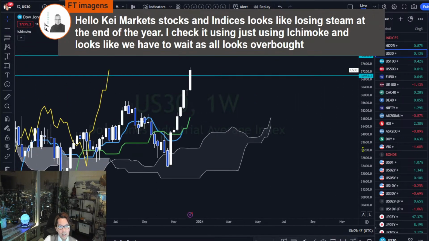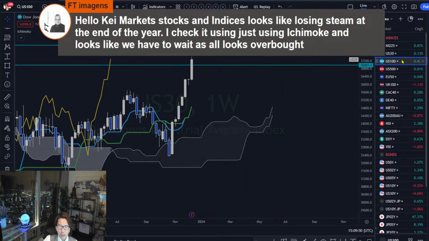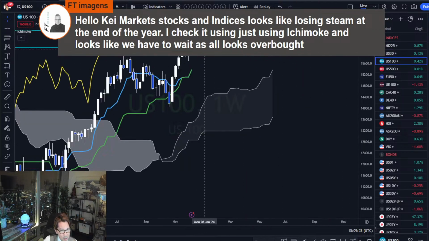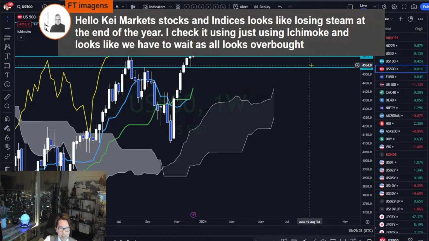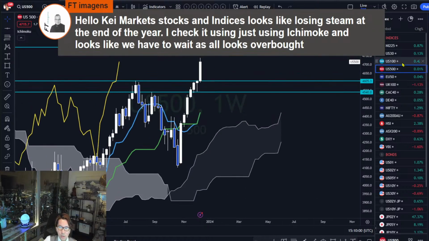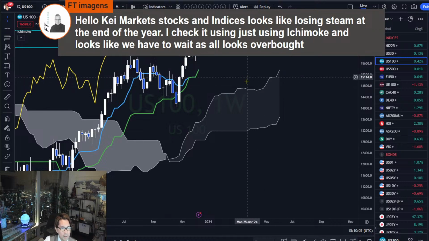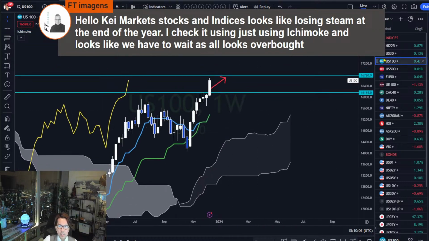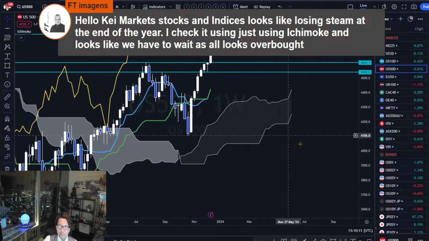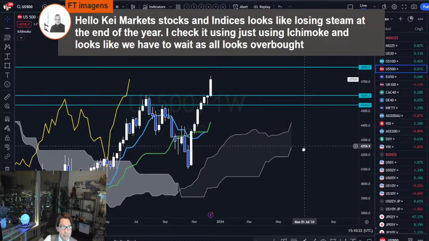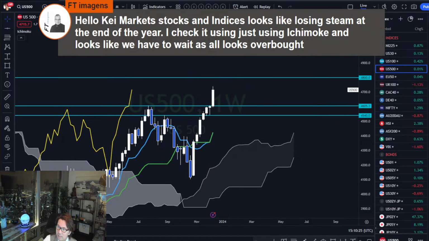On the weekly, Dow Jones Kumo is thin, and Nasdaq Kumo is okay. Nasdaq is stably bullish, but Dow Jones is thin, so it's overbought. S&P 500 is also overbought, right? So I think Nasdaq is okay, but Dow Jones and S&P seem overbought to me. Okay, so that's my analysis on these US indices.